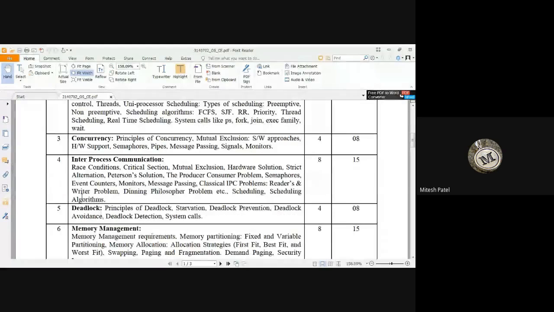And the fourth unit is inter-process communication. It means whenever we have multiple transactions, multiple processes, at that time we need to communicate with each other. For example, right now we have a total of 72 students in this Google Meet. They all are different, right? All of you consider yourself as a process. All of you are different. But if I want to communicate with you, what type of difficulty will I face?